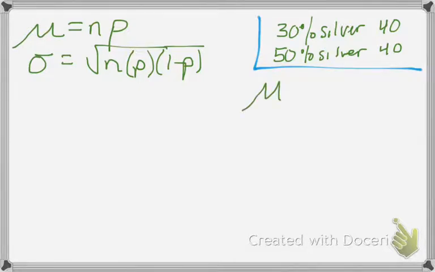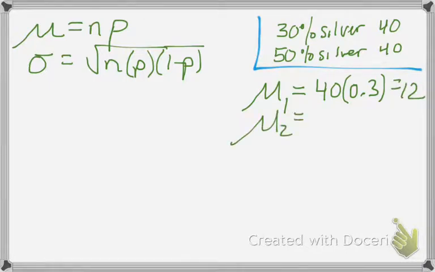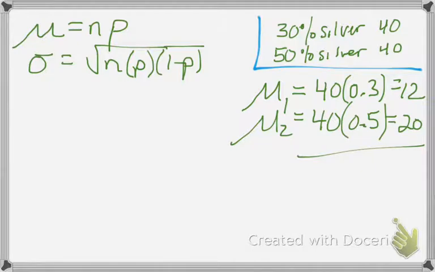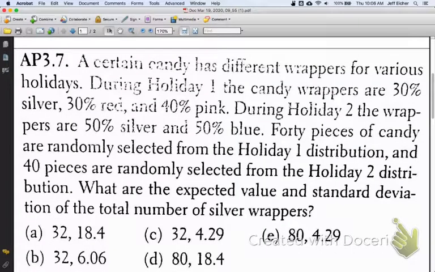From the first distribution, distribution 1, we would expect n times p, 40 times 0.30. That would be 12 silver pieces. From the second distribution, the second holiday pack or whatever it's called, we would expect 40 times 0.5, which is 20. So combining it all, we would expect 32 pieces of candy. So we can go back, if I can figure out how to go back from here. 32 pieces of candy. So that narrows it down to options A, B, or C. Not 80, not 80. So we have to figure out the standard deviation now.